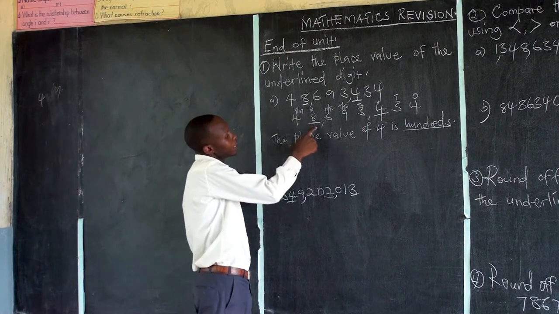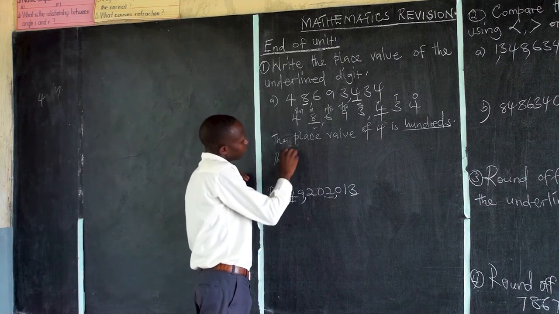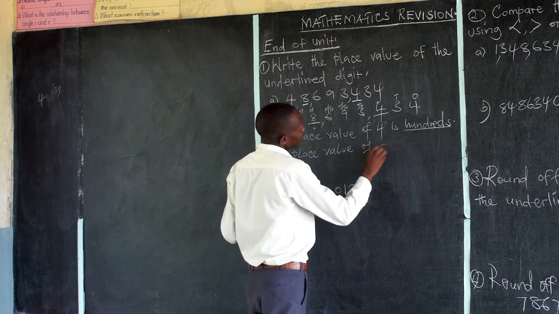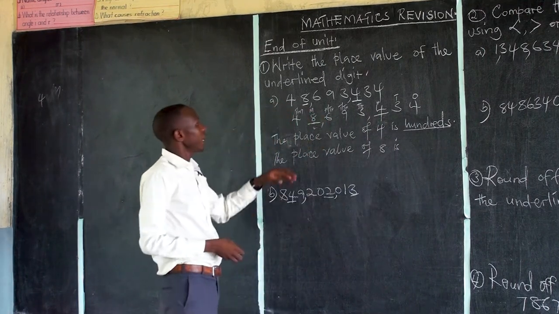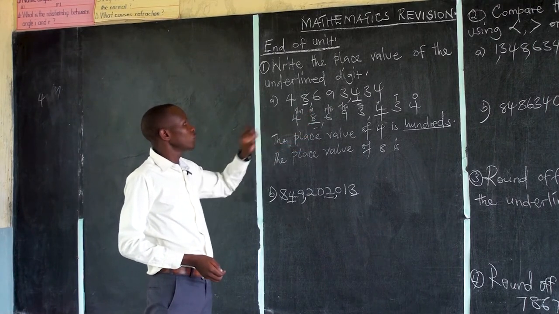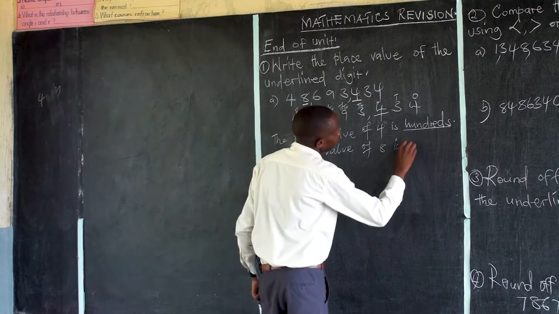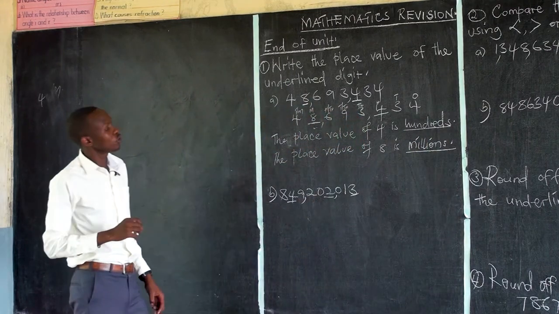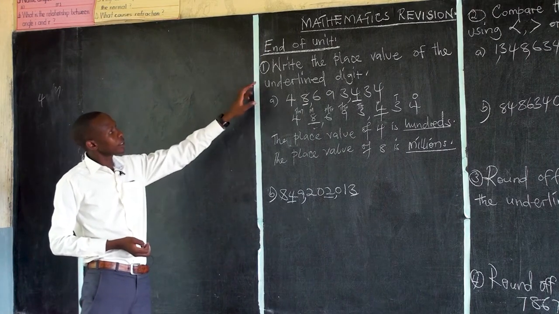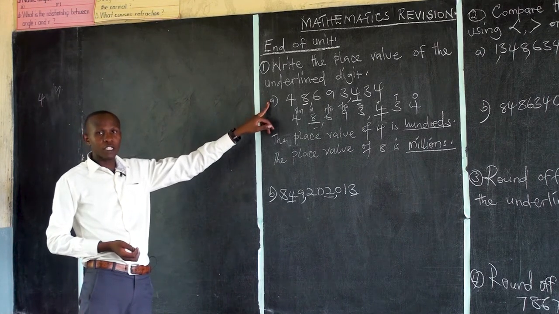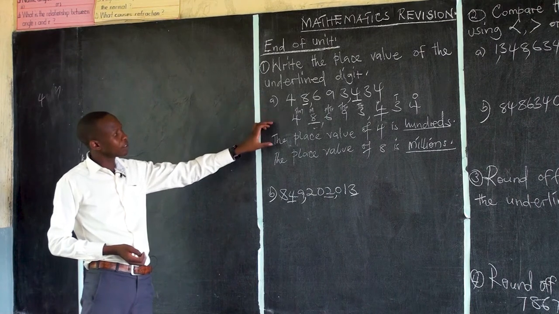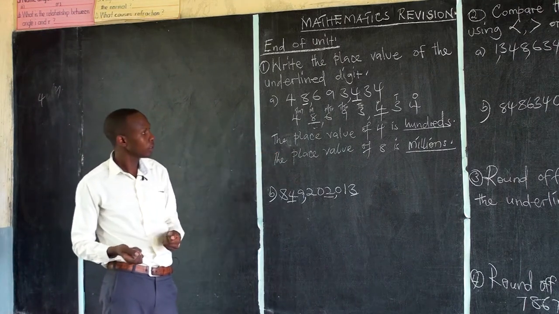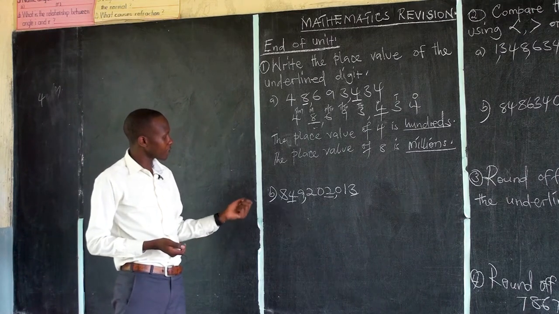They had identified the two digits. So I will also come and say, the place value of 8 is, let's look at the place value of 8. When we look at this, 8 is taking a place value of millions. So I'll say the place value of 8 is millions. That will be the place value of 8. So that summarizes the first option, A. We have identified already the place value of 4, and at the same time we've also identified the place value of 8.